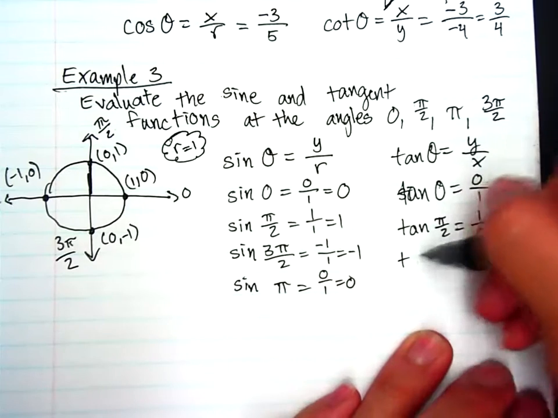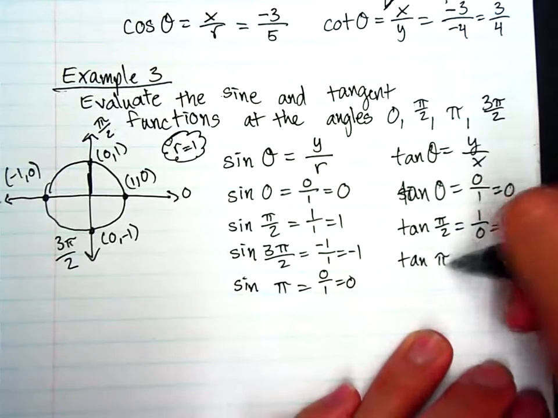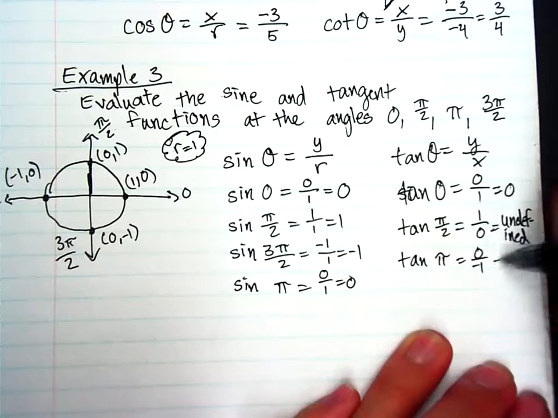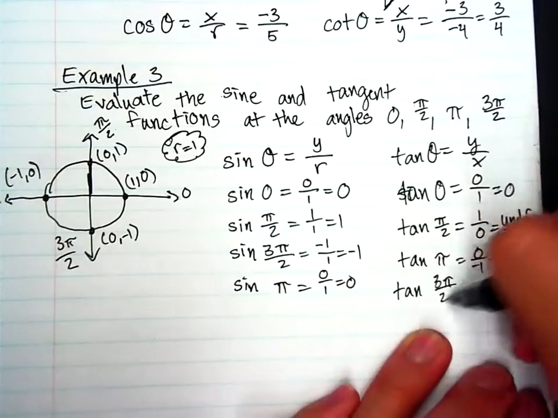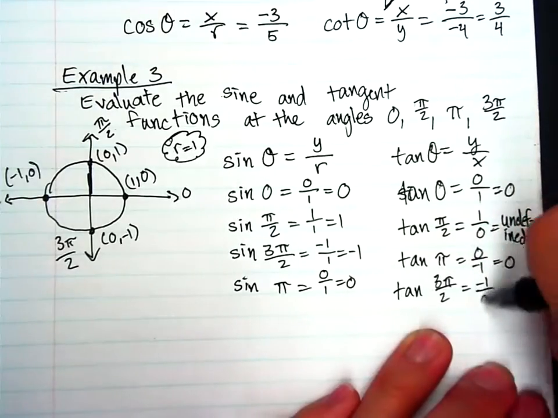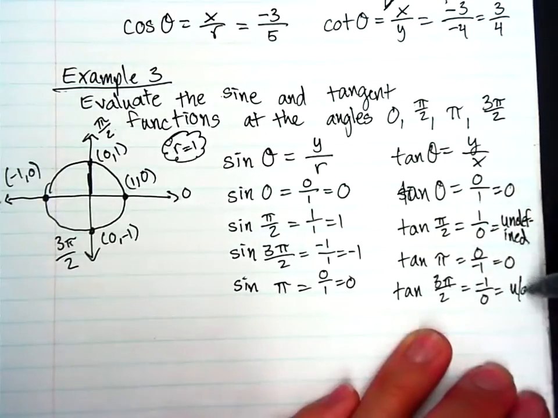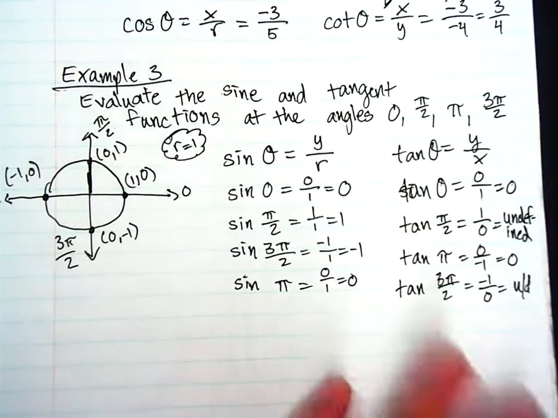Then let's finish up the rest. Tan of pi, 0 over negative 1, 0. Tan of 3 pi over 2 is negative 1 over 0. So that is also undefined.